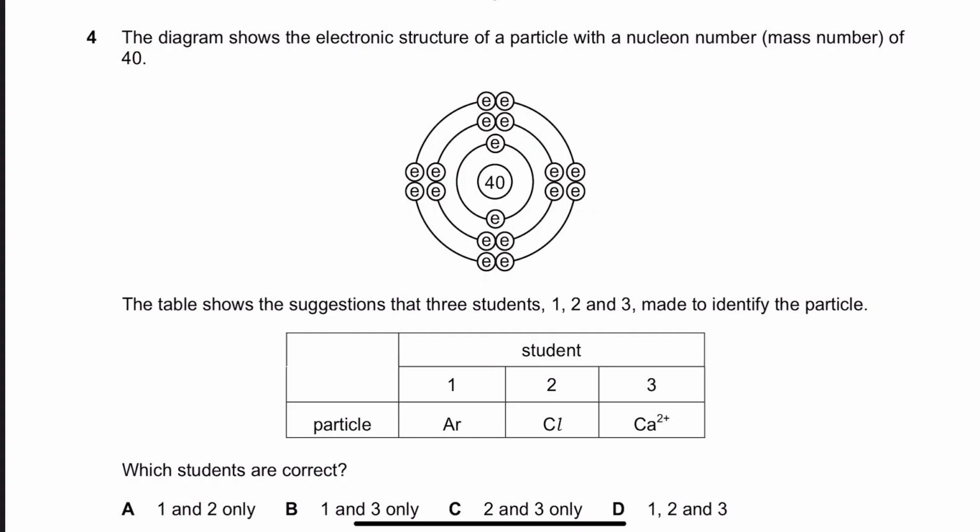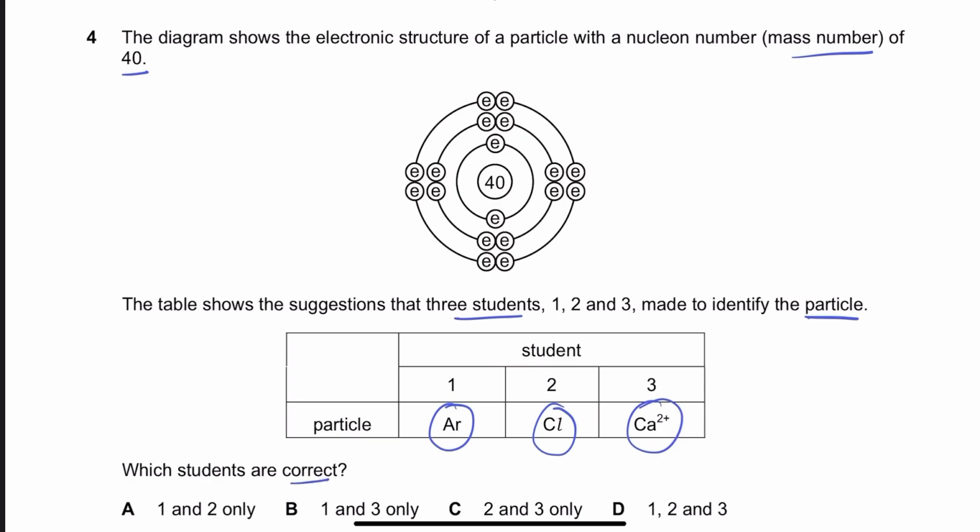Right? Now, part 4 says the diagram shows the electronic structure of a particle with a nucleon number or the mass number that is 40. So it should have a nucleon number of 40, right? The table shows the electronic configuration of 3 particles, and it shows the suggestions of 3 students, 1, 2, 3, made to identify the particle. Okay, so student 1 says that the particle is argon, student 2 says that the particle is chlorine, and student 3 says the particle is calcium 2 plus. Now it says which student is correct.